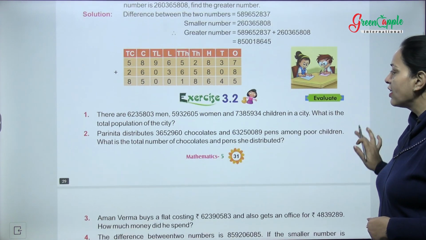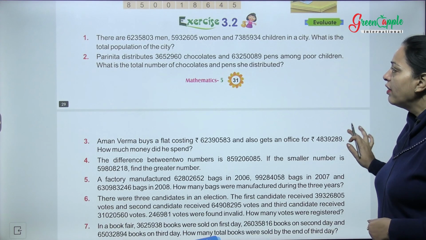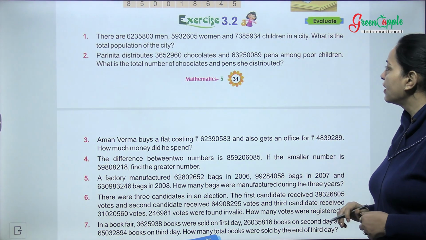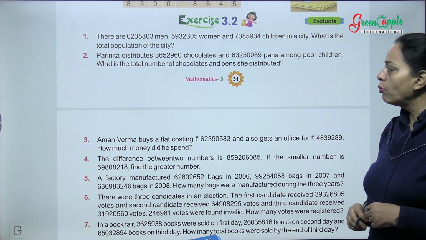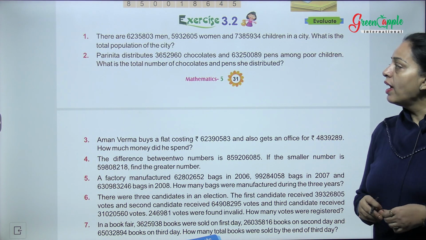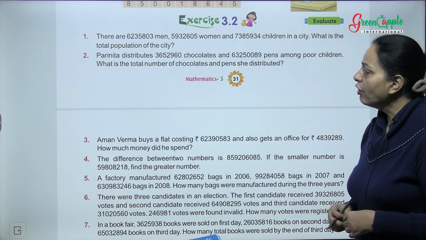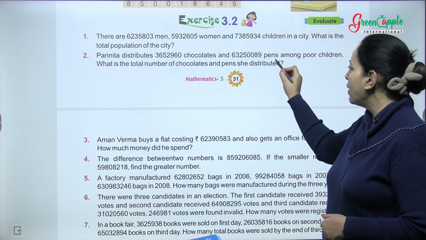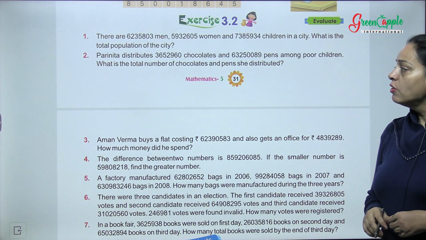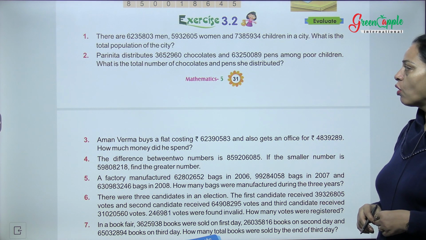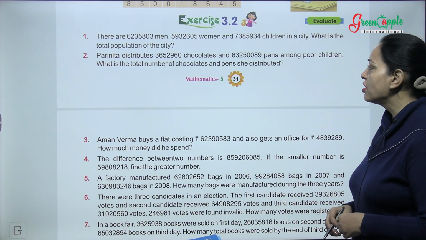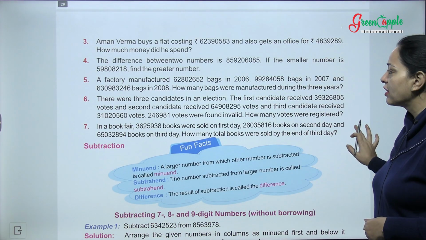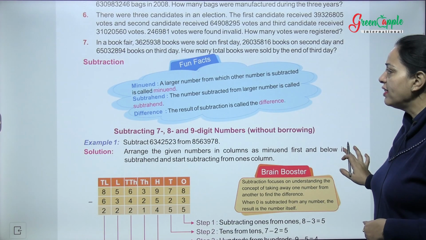Now come to exercise 3.2, question number 1. There are this many men, this many women and this many children in a city. What is the total population? So we will add these three. Now the second one: Parinita distributes this number of chocolates and this many pens among poor children. What is the total number of chocolates and pens she distributed? You can try this one also. Similarly, there are some questions. You can try these sums.